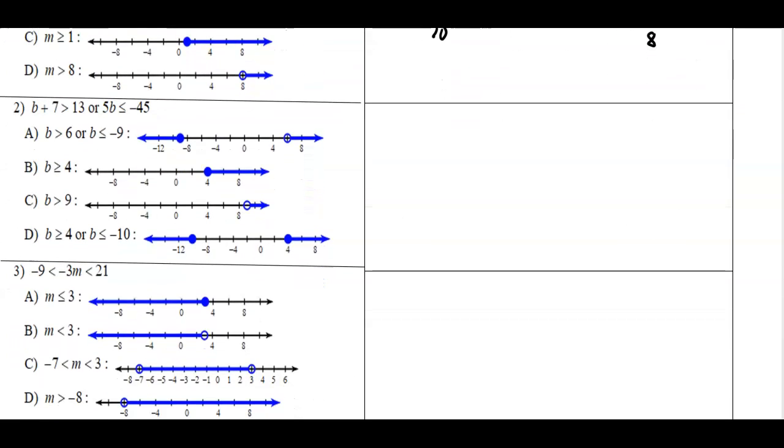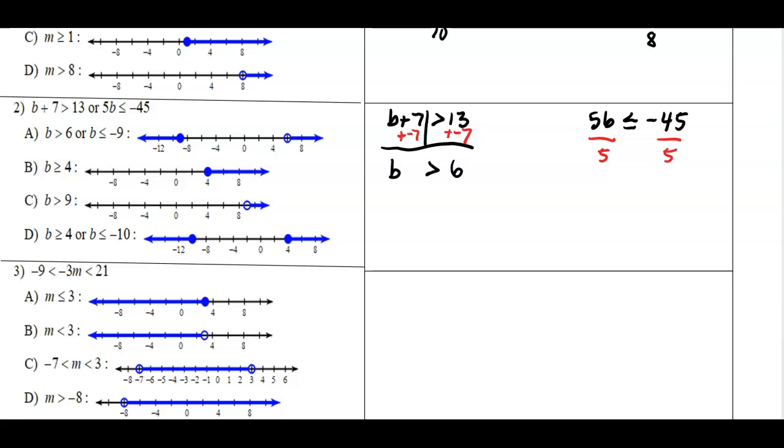Number 2, we have b plus 7 greater than 13, or 5b less than or equal to negative 45. So solve the first one by adding negative 7 to both sides. I didn't multiply or divide by negative, so my inequality sign stays the same: b greater than 6. And then this one, divide by 5 on both sides. Again, I did not multiply or divide by negative, so my inequality sign stays the same: b less than or equal to negative 9.